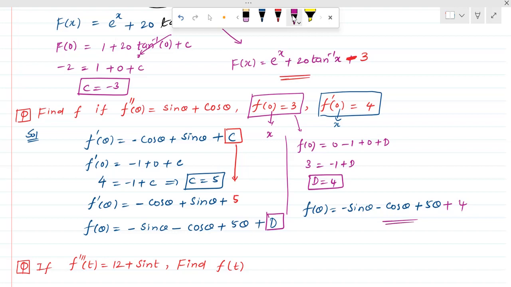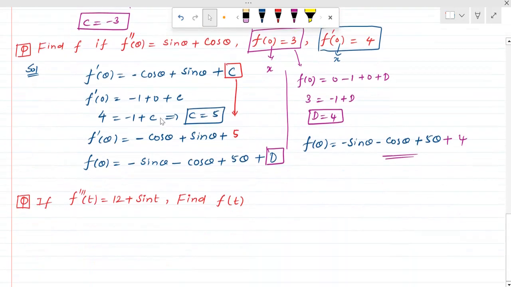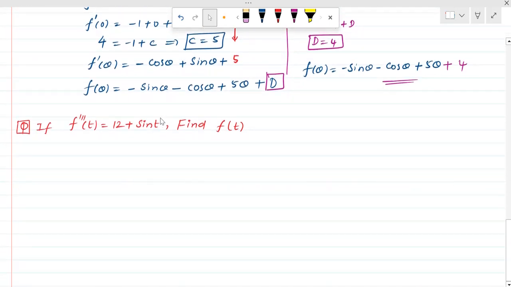If you have a double derivative, you will have 2 arbitrary constants. If you have a single derivative, you have 1 arbitrary constant. And since it is a third derivative, but the initial condition is not given, there is no need to replace any values. The arbitrary constants stay as they are.